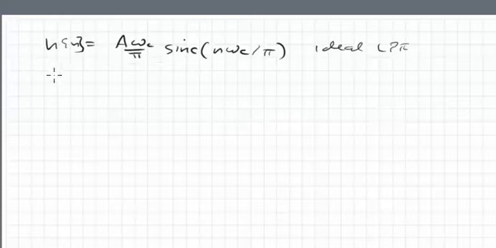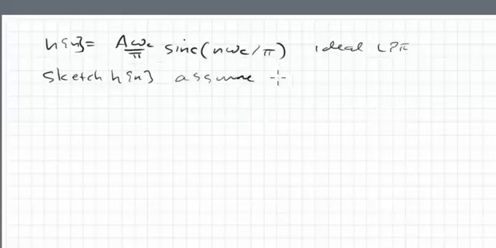This is a good skill for you to have. We want to sketch h of n. And let's go ahead and assume a value for omega c so we have something to sketch. I'm just going to pick something. Omega c is pi over 5. Okay, and so let's sketch it.